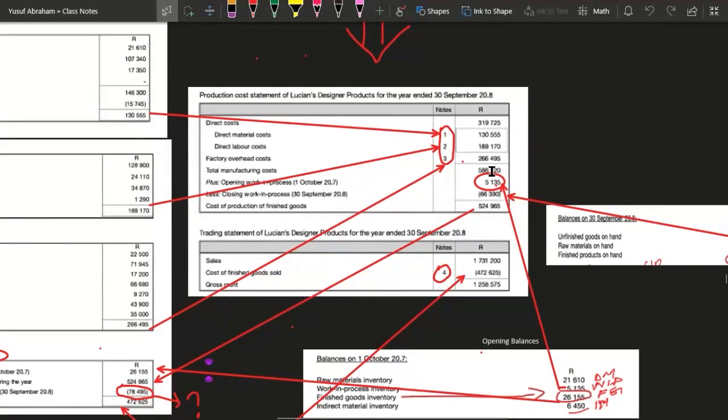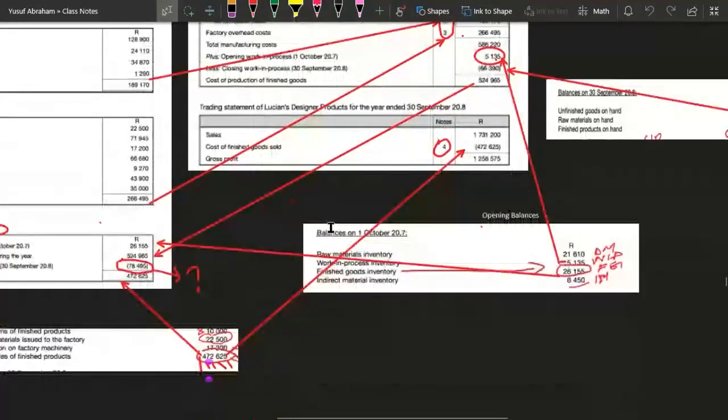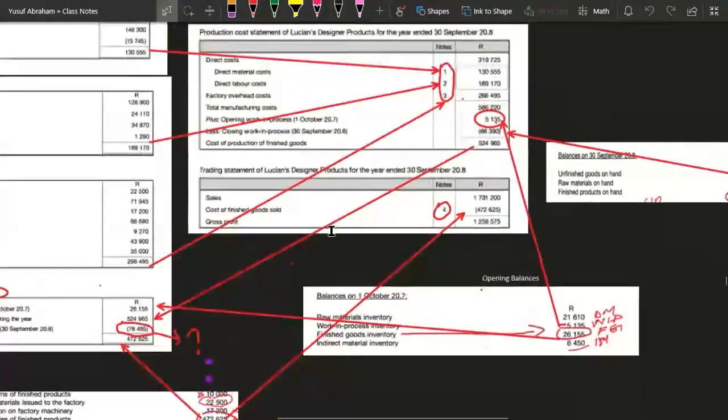What else do we now add? We add the opening work in process minus the closing work in process. Opening work in process minus the closing work in process will provide us with the cost of the production of finished goods. Is that clear? Okay, that's clear.